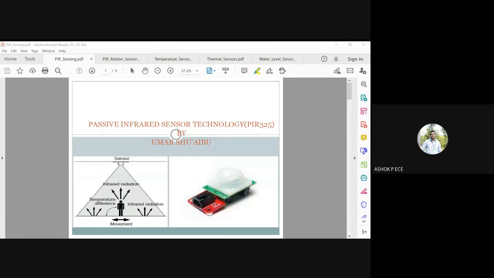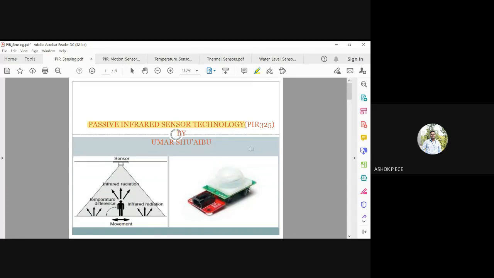Now we are going to see some more sensors which are going to be involved in our smart homes in various applications. The first one is passive infrared sensor technology. It is called a PIR sensor or a motion sensor. It is a passive infrared technology.